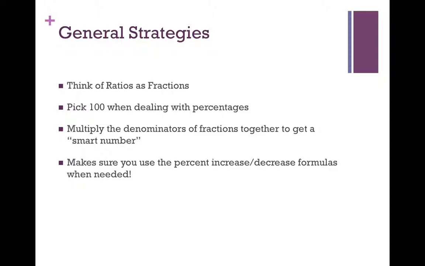Multiply the denominators of fractions together to get a smart number. I'm going to show you some specific examples of this in the future, but essentially what this is going to allow you to do is never have to deal with a fraction again. Let's say you have 1/5, 1/3, and 1/2. If you multiply the denominators, the 5, the 3, and the 2, that would give you 30. And with that 30, you kind of reason through the problem. Again, this is something that you're really going to want to see done in a problem before it'll make sense.